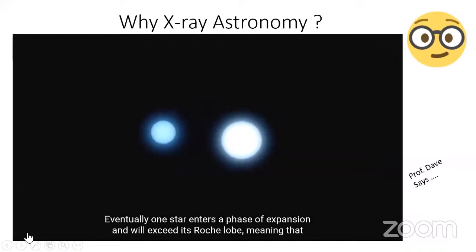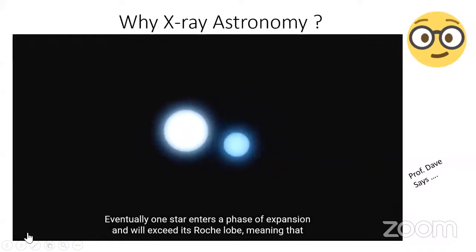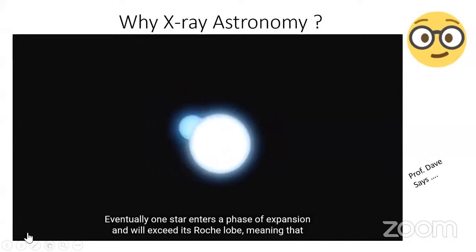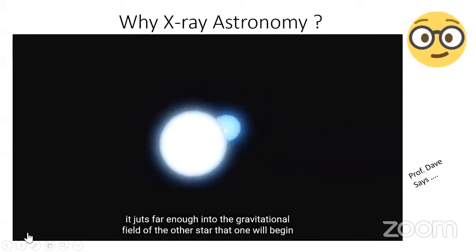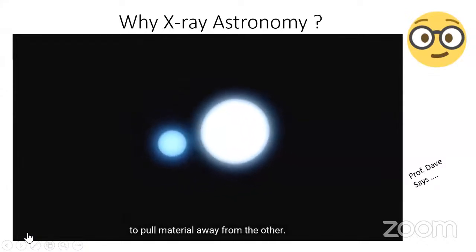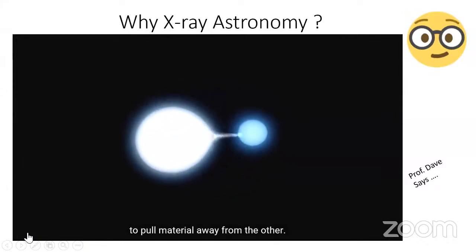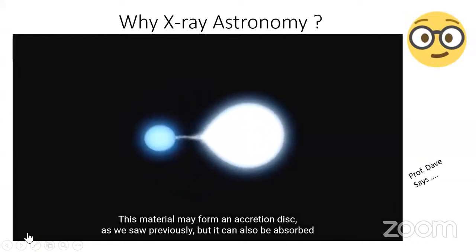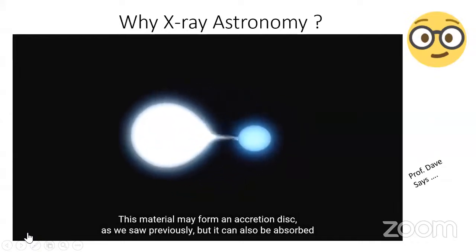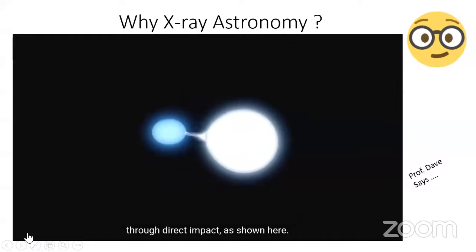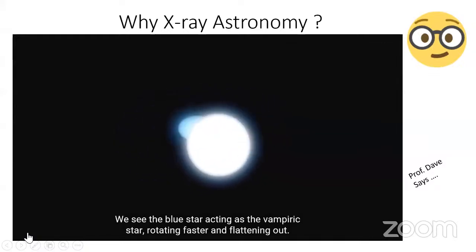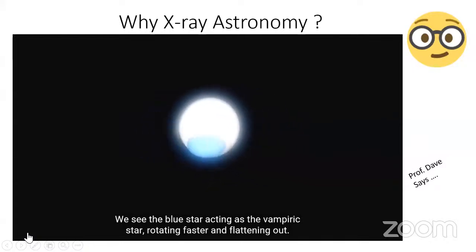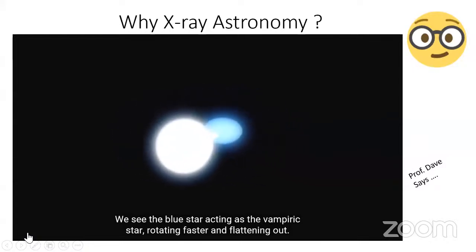Eventually, one star enters a phase of expansion and will exceed its Roche lobe, meaning that it juts far enough into the gravitational field of the other star that one will begin to pull material away from the other. This material may form an accretion disk, as we saw previously, but it can also be absorbed through direct impact, as shown here. We see the blue star acting as the vampiric star, rotating faster and flattening out.